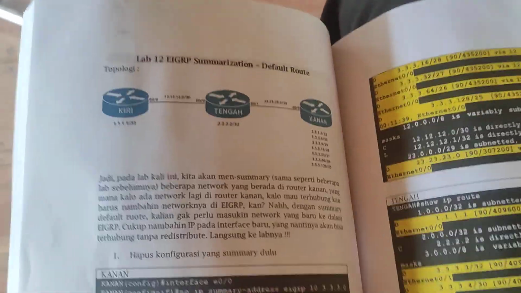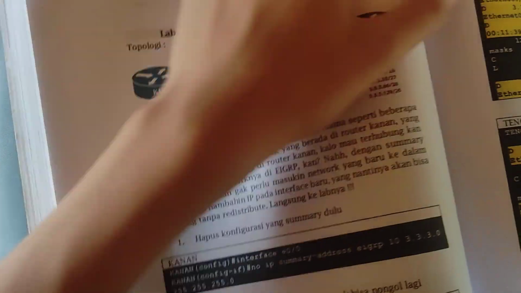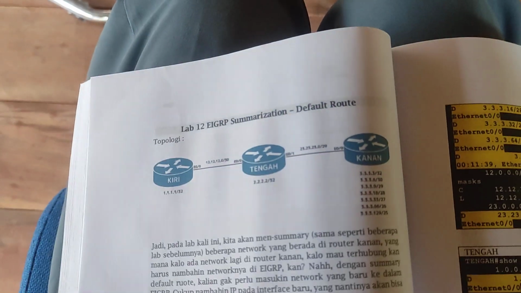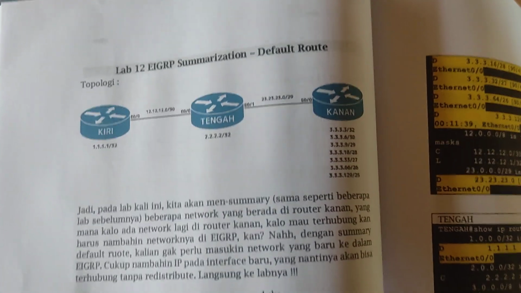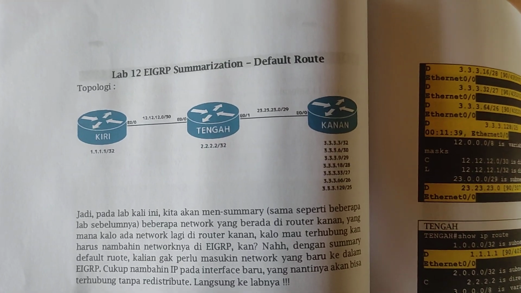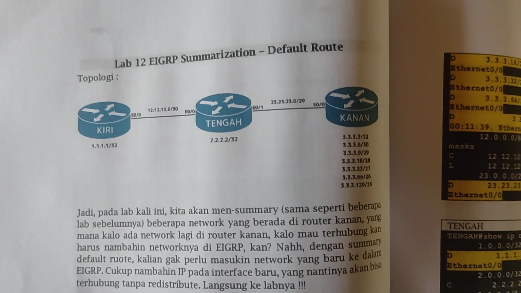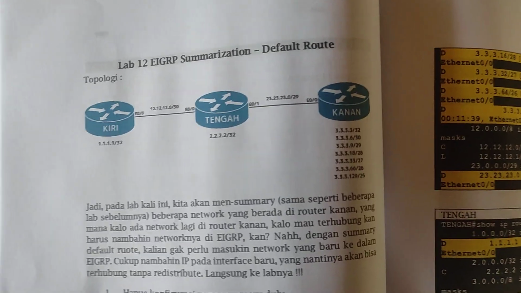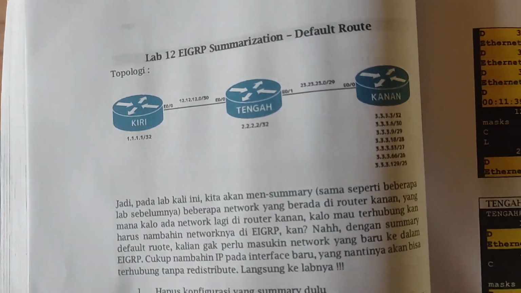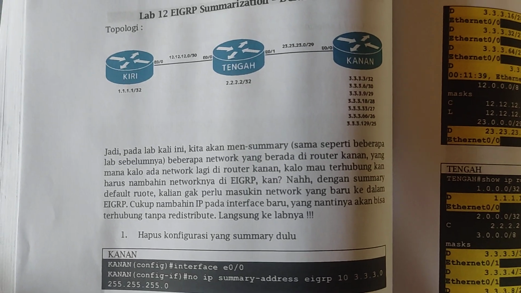Okay, so today I want to talk to you about the EIGRP summarization default route. Before I continue with this topology, there are 3 routers here. So what is EIGRP summarization default route?